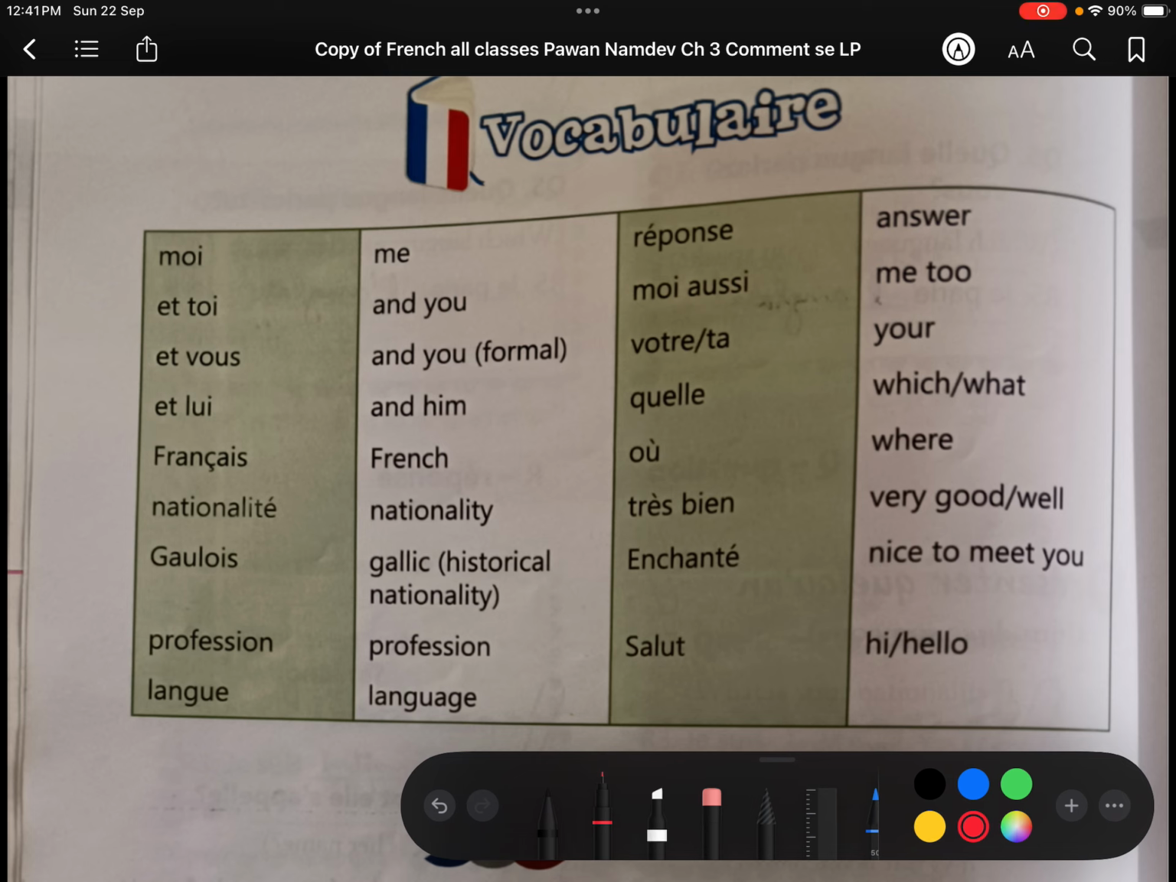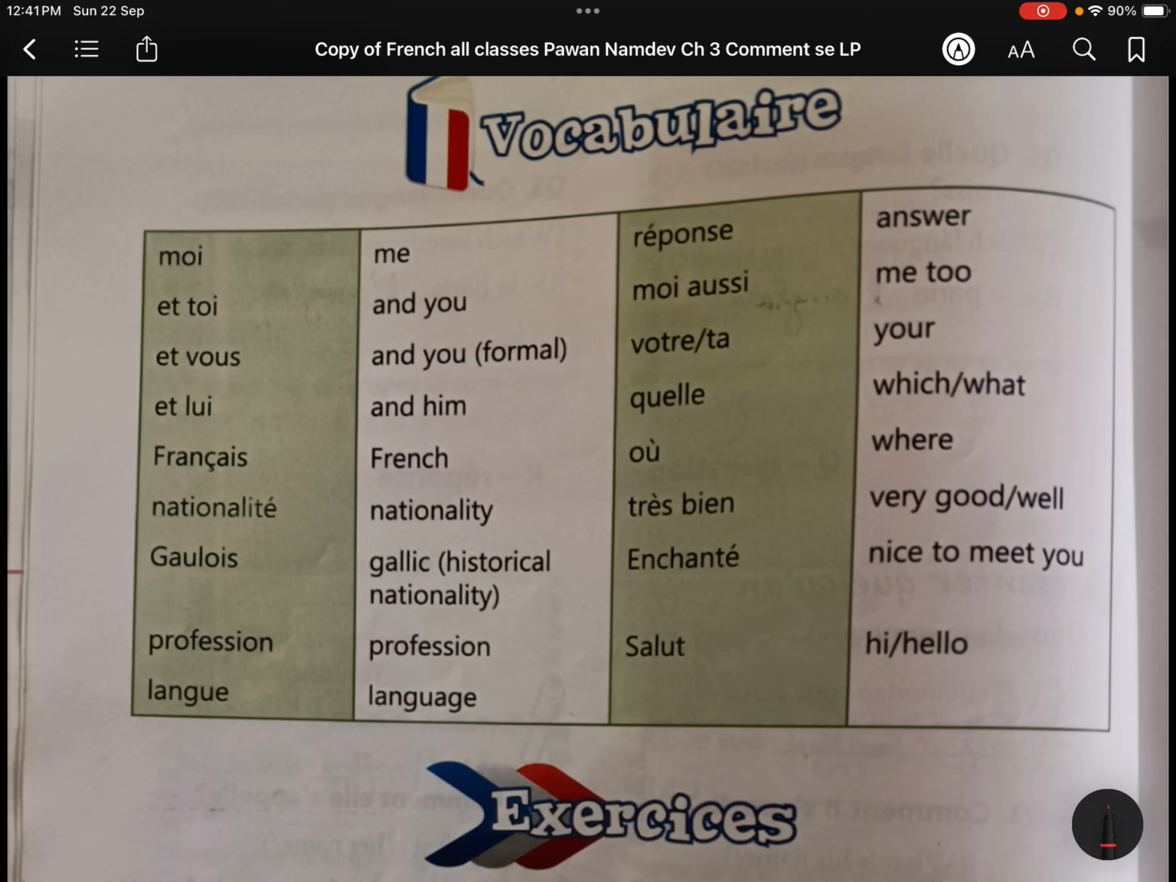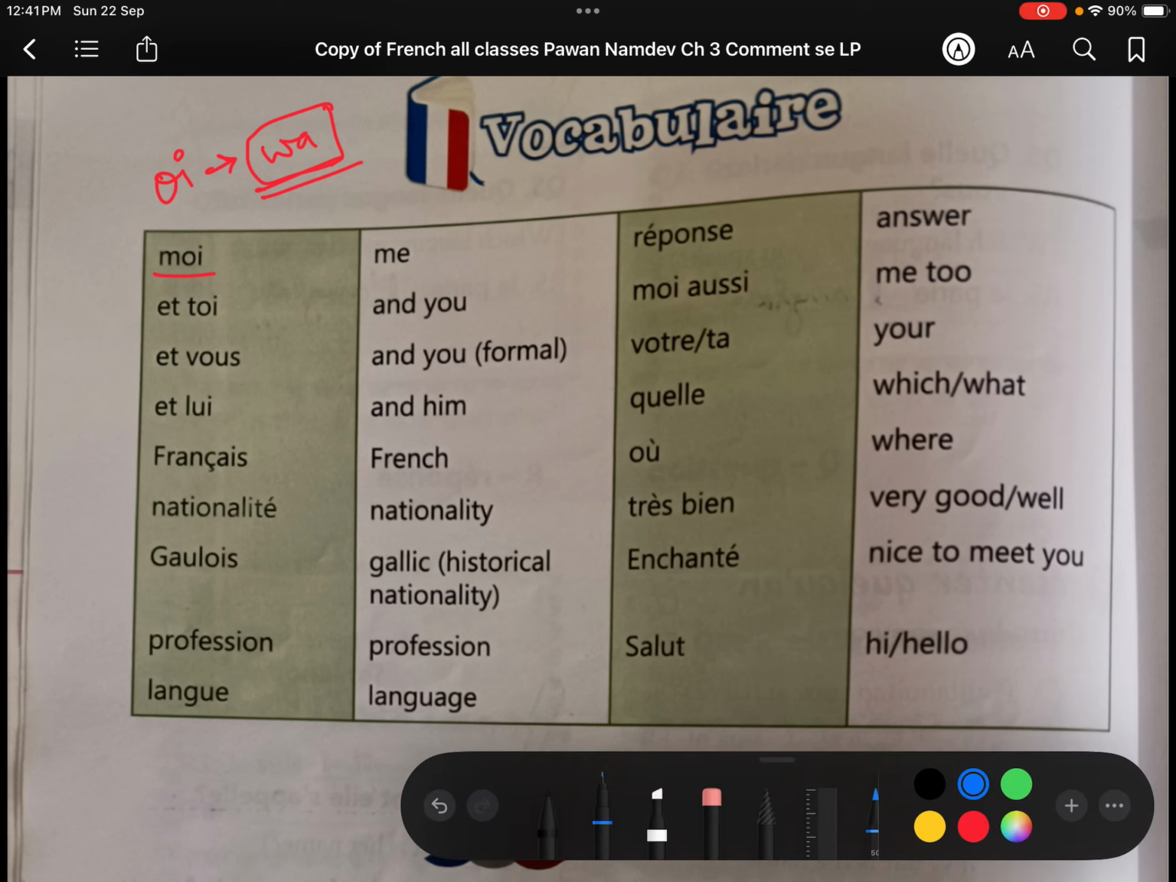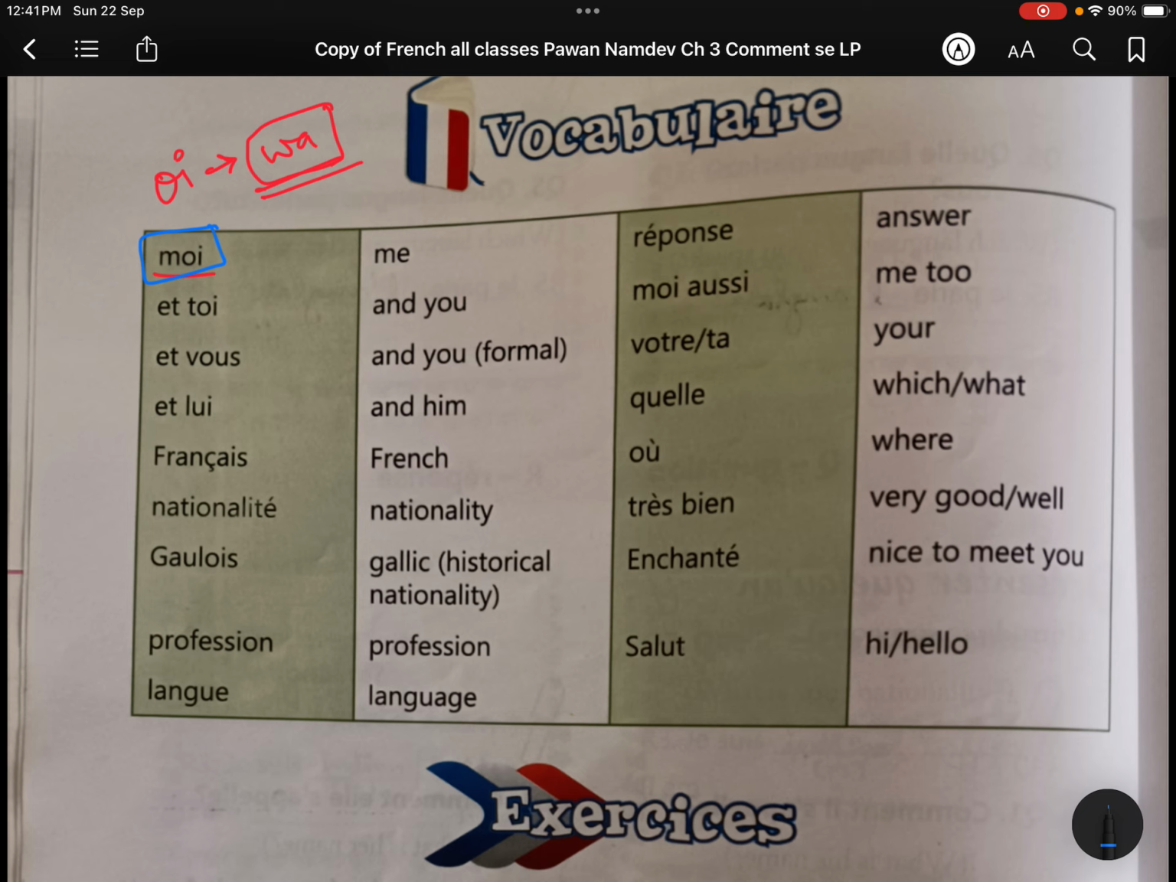One by one I am going to show you the vocabulary with the pronunciation. This is moi. Whenever you are having oi, you can simply pronounce it as wa. Okay, whenever you are having oi, you have to pronounce it as wa. So moi means me. Et toi, again oi is there now, so it would be pronounced as wa. I have just told you that the last letter consonant is silent. We are having et. T is the last letter consonant here, that is why it is silent.